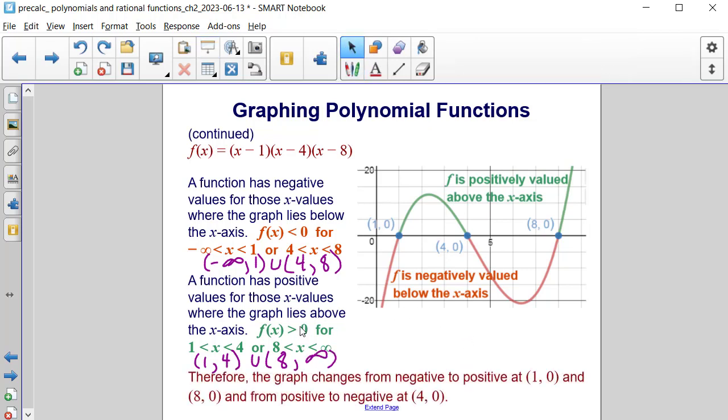Therefore, the graph changes from negative to positive at the x-intercept of 1, 0, and then again at the x-intercept of 8, 0. And then it changes from positive to negative at the x-intercept of 4, 0.